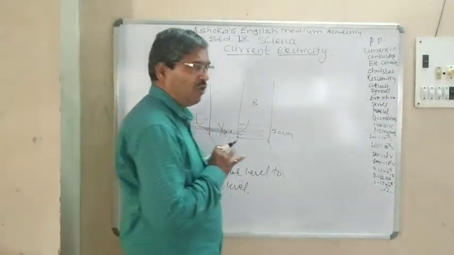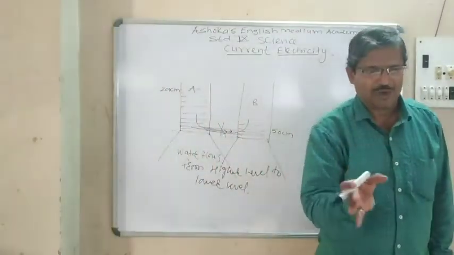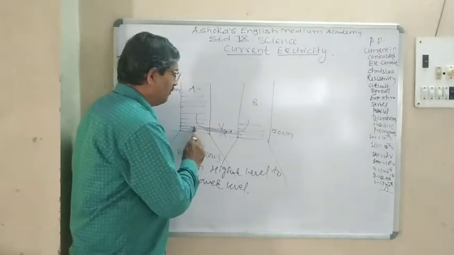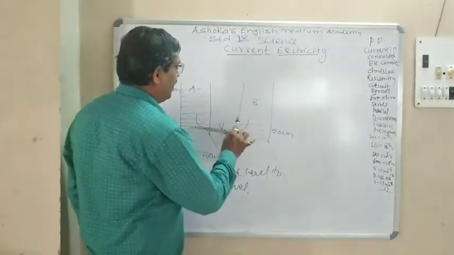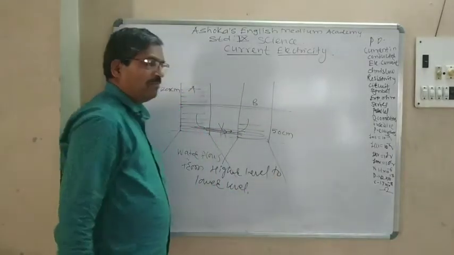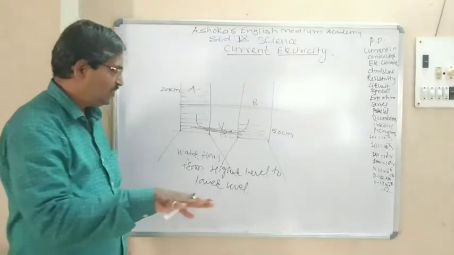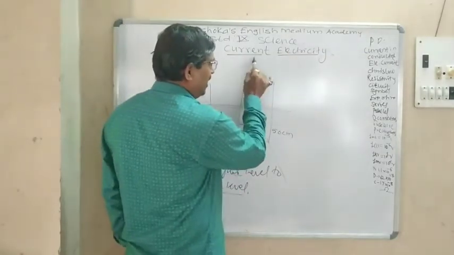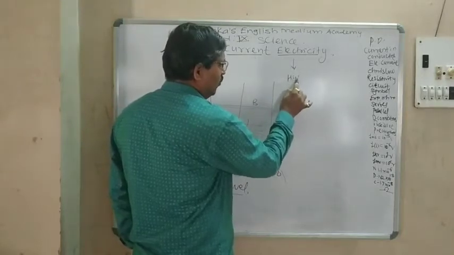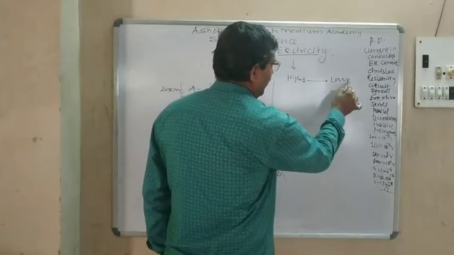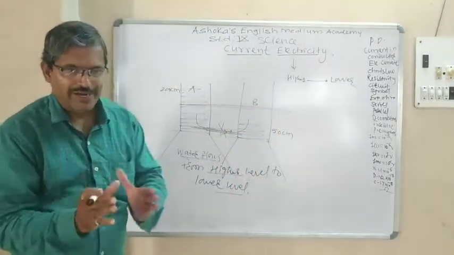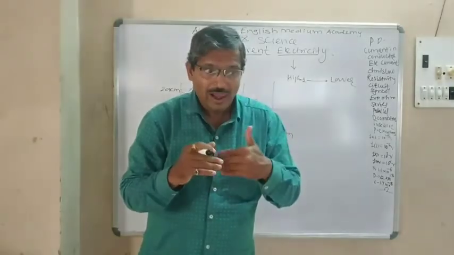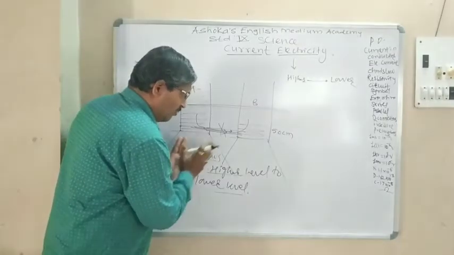How long will it flow? It will flow until the level of both beakers is the same. How many hours or minutes will water flow from beaker A to B? The simple answer is that when the level of both beakers becomes equal, there will be no flow of water. So water flows from higher level to lower level. Like that, electric current or electricity is also always flowing from higher level to lower level. In society also, money goes from rich people to poor people. Similarly, here it is higher level to lower level.